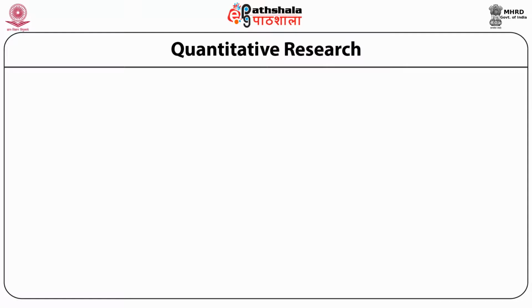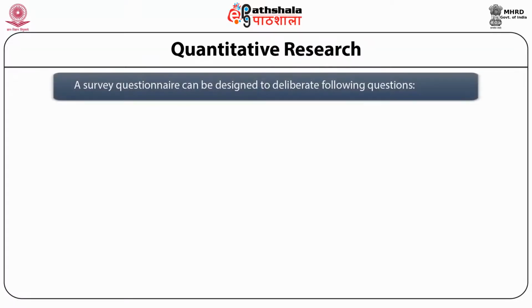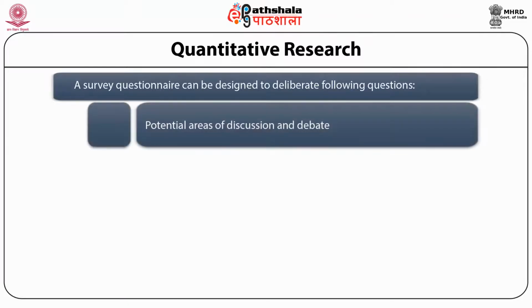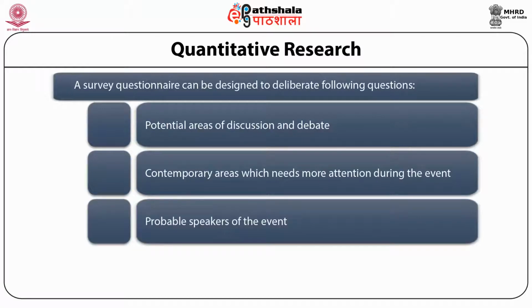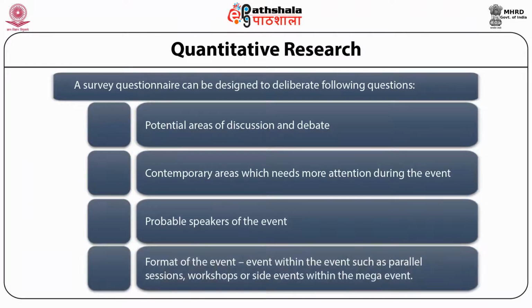Quantitative research. A survey questionnaire can be designed to deliberate on the following questions: potential areas of discussion and debate, contemporary areas which need more attention during the event, probable speakers of the event, format of the event, events within the event such as parallel sessions, workshops, or side events within the mega event.